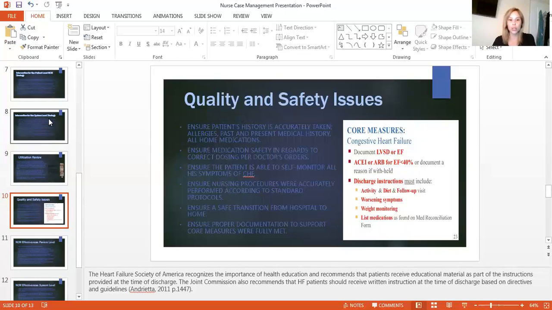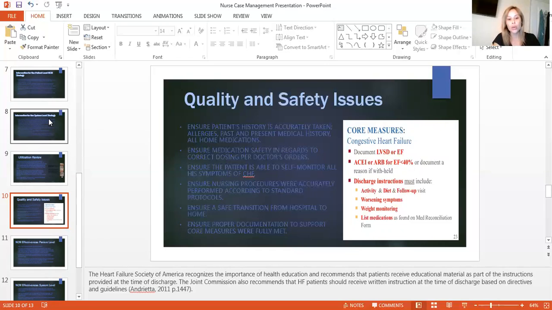Quality and safety issues. So core measures, congestive heart failure, very, very important that the nurse follows those guidelines. We want to ensure the patient's history is accurately taken, like allergies, past and present medical history, and all home medications. We want to ensure medication safety in regards to correct dosing per doctor's orders. We want to ensure the patient is able to self-monitor all his symptoms of congestive heart failure and ensure that nursing procedures were accurately performed according to standard protocols, like I mentioned with the core measures.